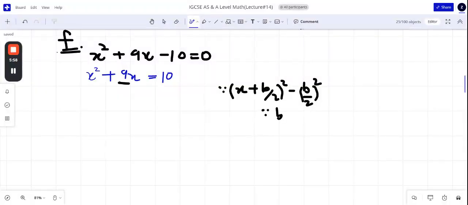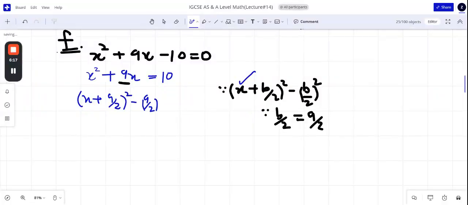So what is the b by 2 there? b is the coefficient of x, which is 9. So it would be 9 over 2. So let's substitute in the formula. x we will keep the same. So (x plus 9 over 2) whole square, then minus (9 over 2) whole square equals 10.